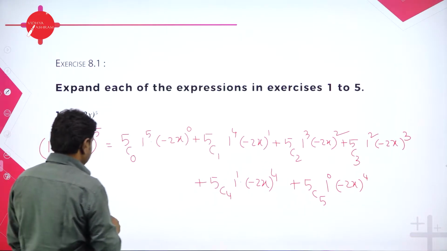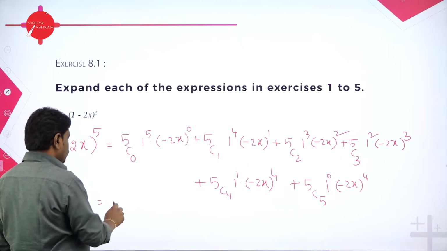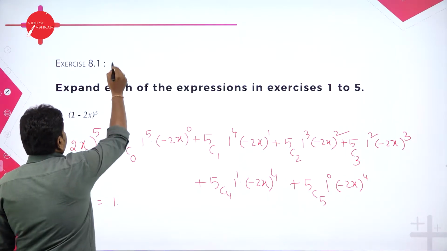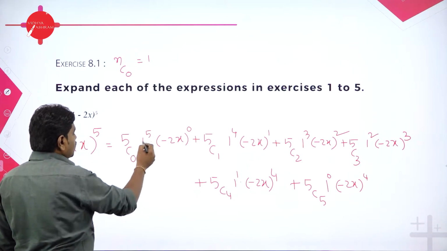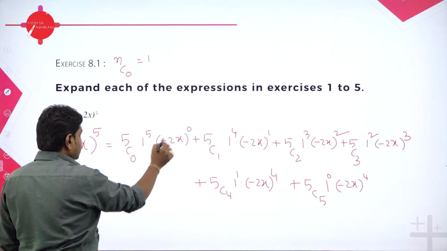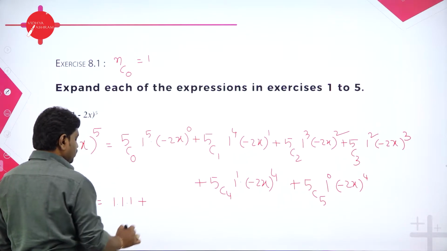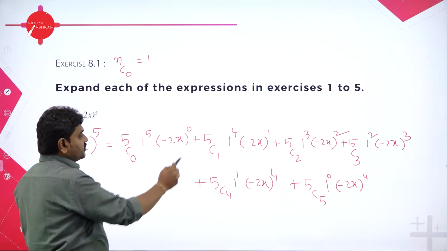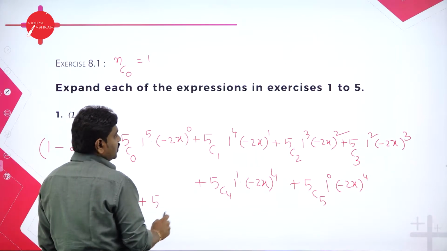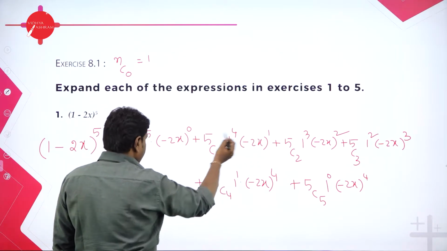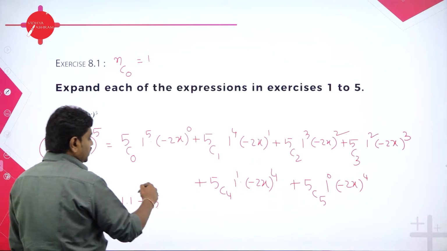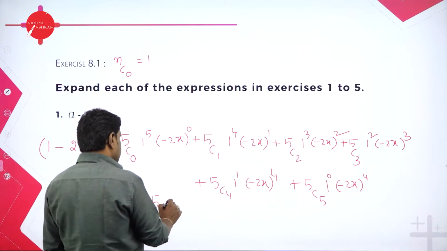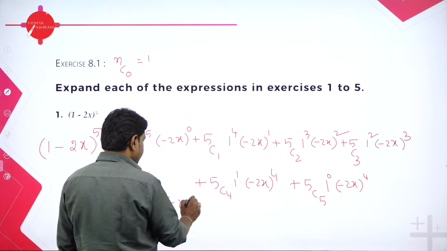Now we'll simplify this. All of you know nc naught is 1. So 5c naught is 1. 1 power 5 is also 1. Anything power 0 is also 1. So the first term becomes 1 into 1 into 1. Then 5c1 means 5. Minus 2 power 1 becomes minus. And here, very interesting, alternate terms will get minus. So 5 into minus 2x.